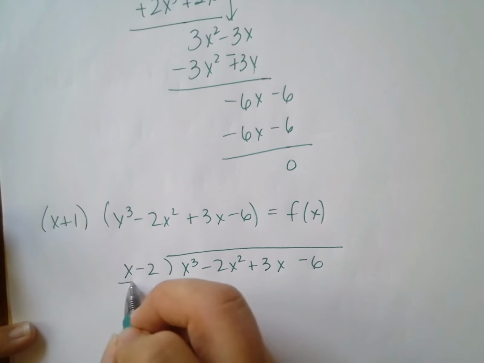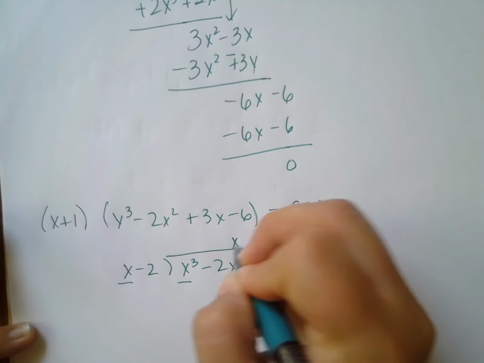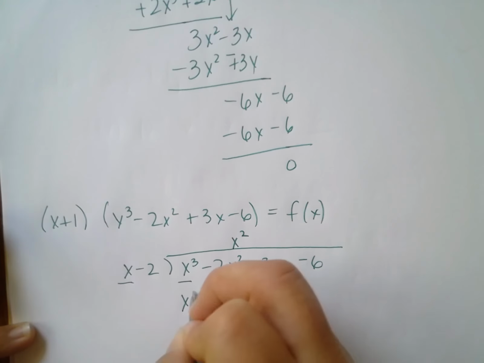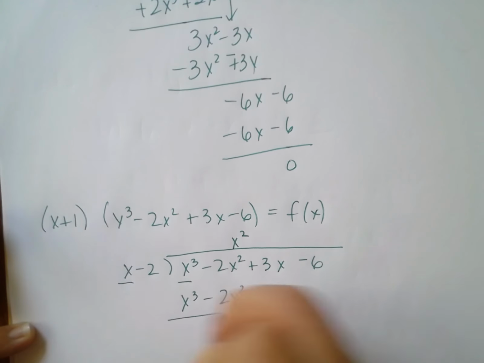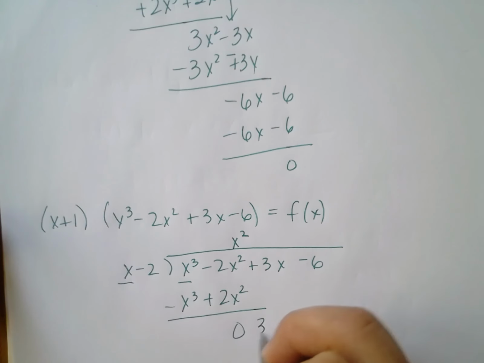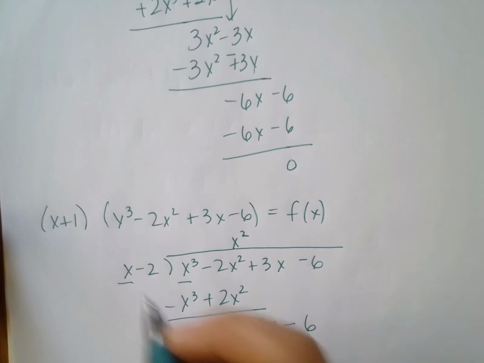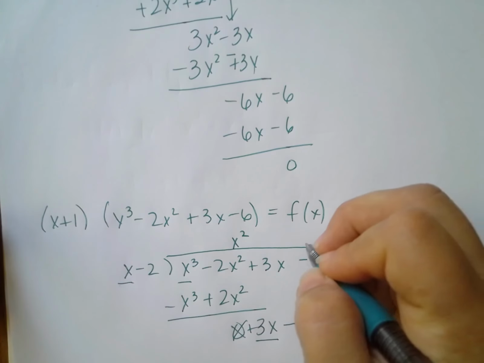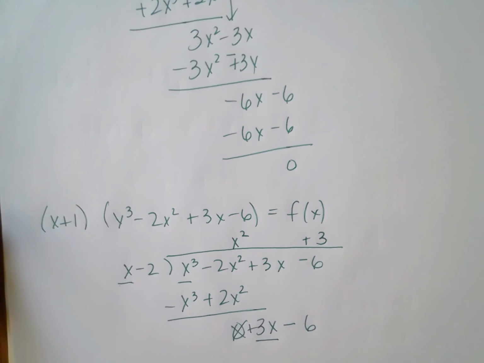Now I'm dividing. x times what is going to give me x cubed? That would just be plain x squared. That's x cubed minus 2x squared. That completely goes away, so I get 0 when I subtract because I change my sign and add. I bring down the 3x, and I'm going to need the 6 as well. Now what times this? I'm going to get a plus 3 as my last thing here. I multiply through and get 3x minus 6, and so I get a remainder of 0.